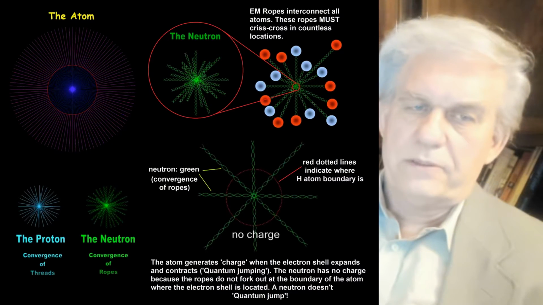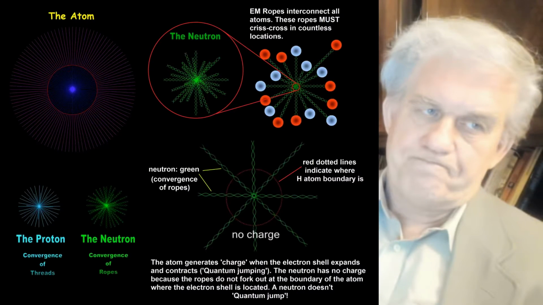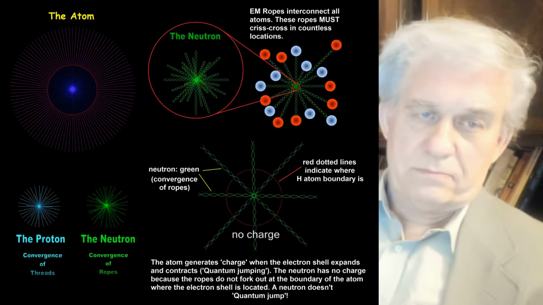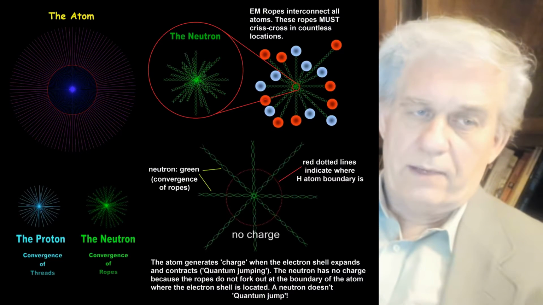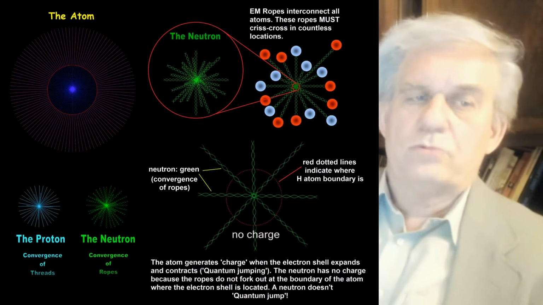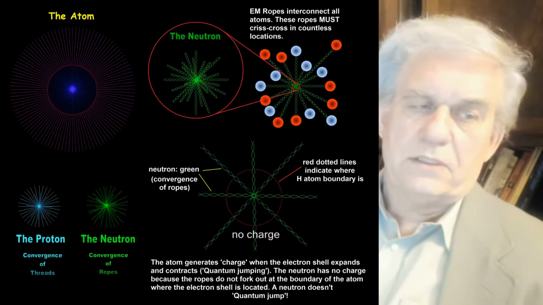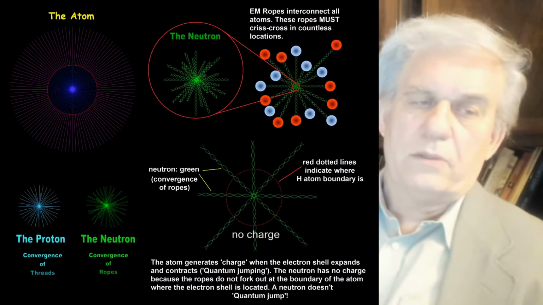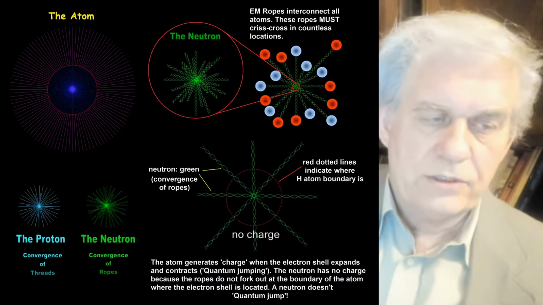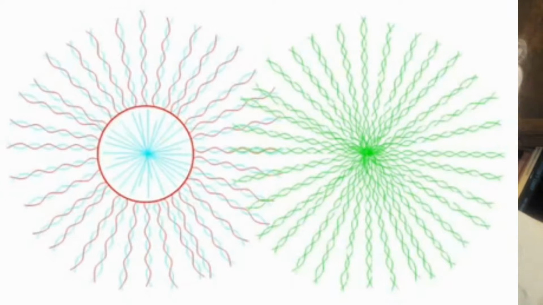Anyways, if every rope in the universe converges upon our hydrogen atom, all those ropes crisscross in gazillions of places in the universe, in space. And what does that mean? What do we call those crisscrossings, those convergences of ropes? Well, that's what we're going to call a neutron. There you see the difference between a proton and neutron on the lower left-hand side. And here's a better picture of it, a comparison of the hydrogen atom against the neutron.